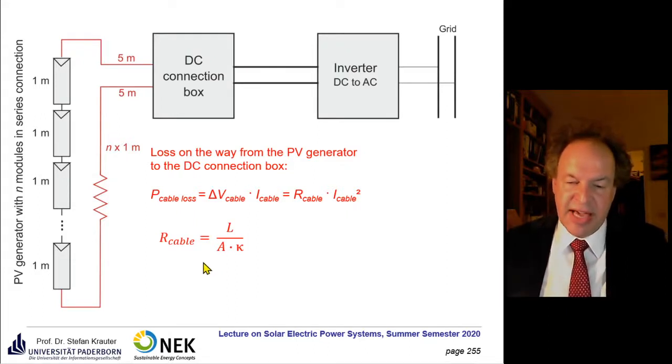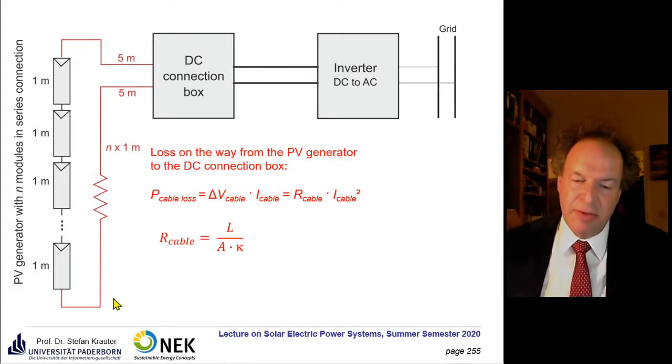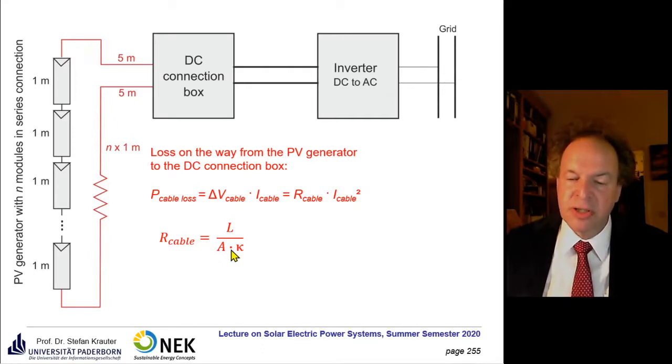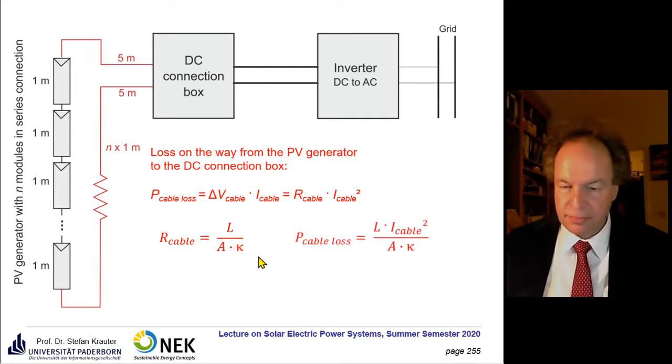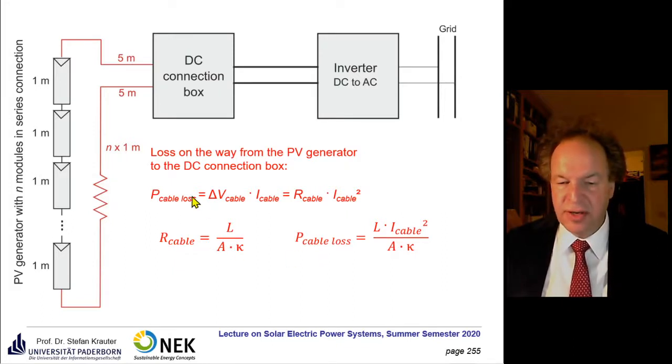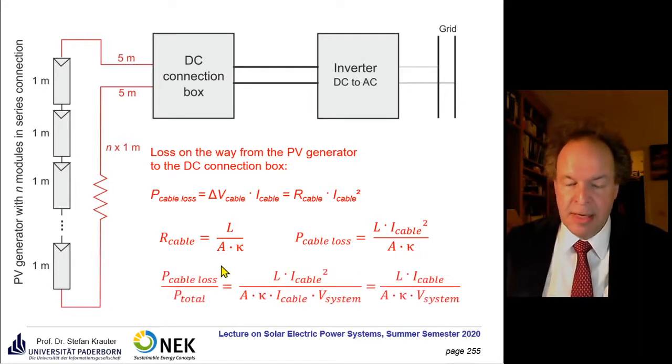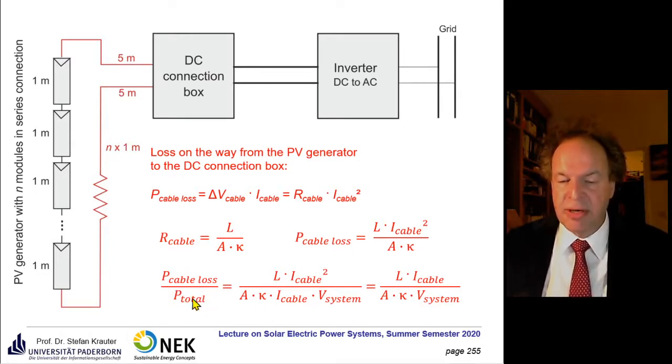The resistance of the cable is the length of the cable, so this plus this plus this, divided by its cross-section area times the conductivity. So if we put that in, the cable loss is L times I cable squared divided by the area of the cable times the conductivity. And if we put it in relative terms, the cable loss divided by the total power, we have this formula.